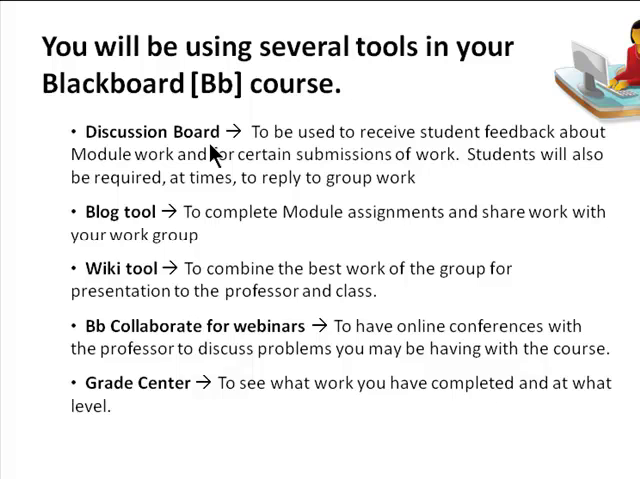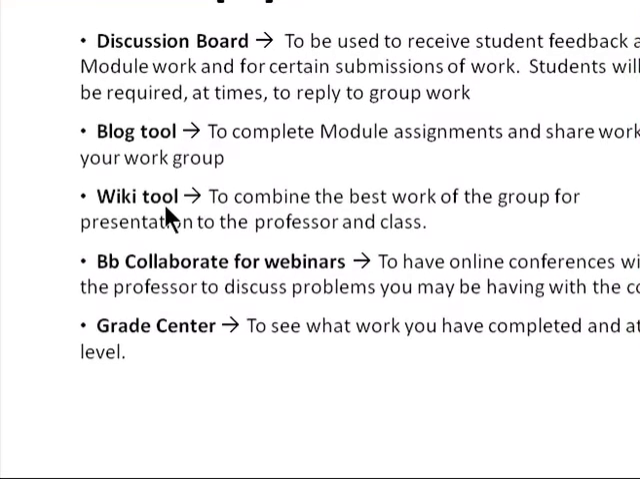The discussion board is a place where we will all come together as a class online to answer a question. For these discussion boards, you're expected to write at least 3 sentences for the initial reply to the question, and then at least a sentence to 2 other students in the class or in your group. The blog tool is where you're going to submit your assignments for each of the modules and the research steps. The wiki tool, your group will decide on what is the best work for that particular module within your group, and you will post that work in the wiki tool.